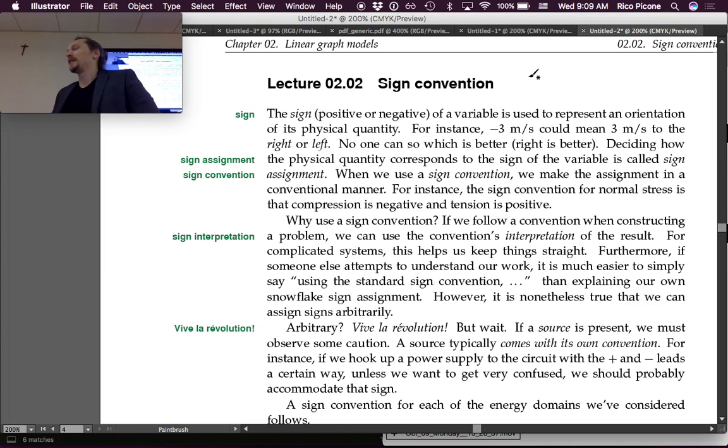Okay, right is better. Deciding how the physical quantity corresponds to the sign of the variable is called sign assignment. And yes, I want to do a pun with that, but I'm going to try to refrain.